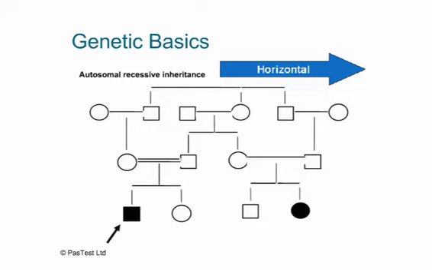The common pattern is that we see siblings affected by the same condition, but in this case we see cousins affected in a consanguineous family. Now the double lines indicate consanguinity, i.e. marriage between people who are related.